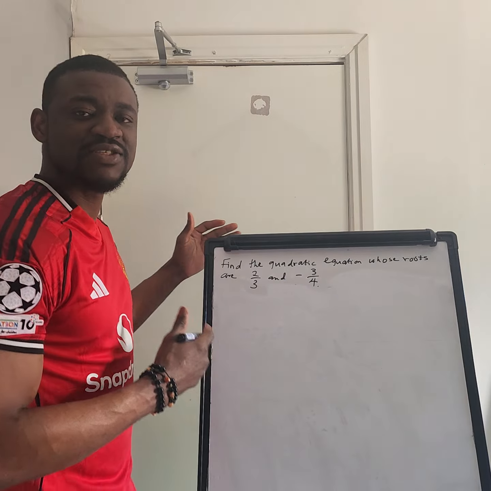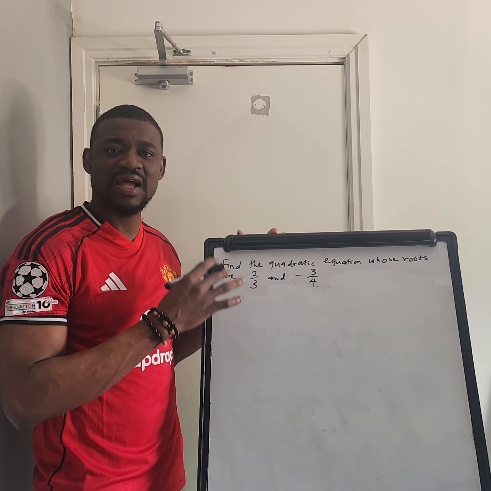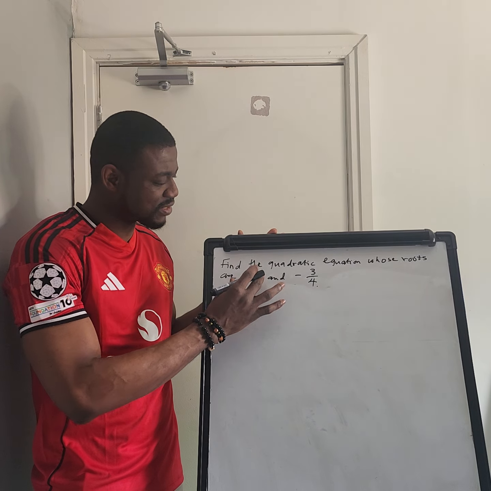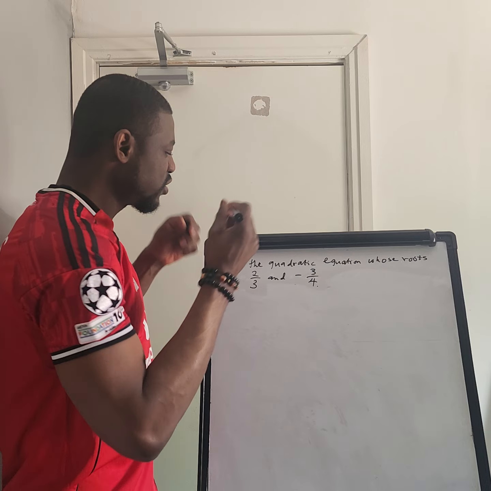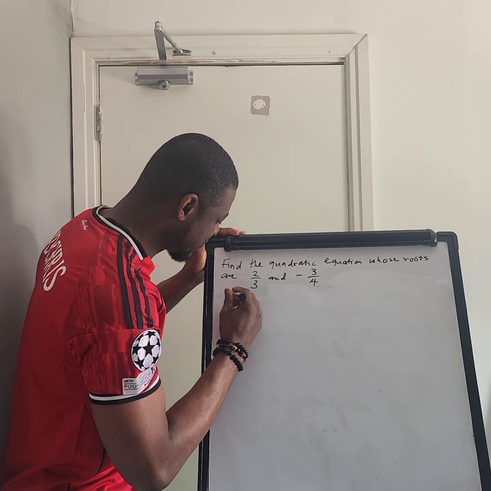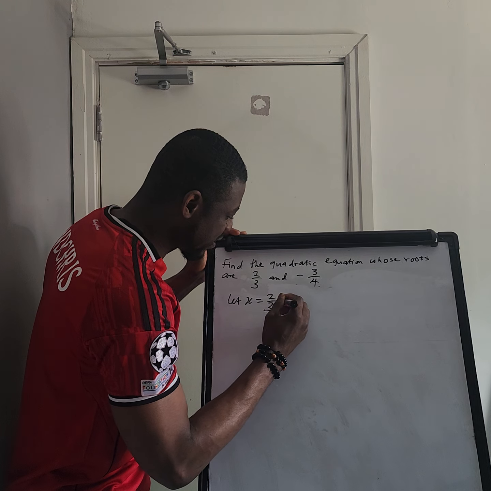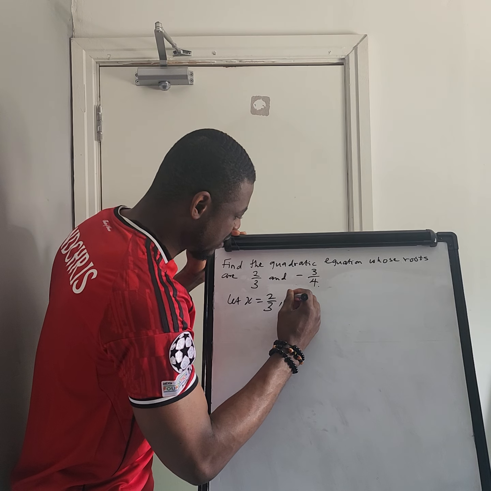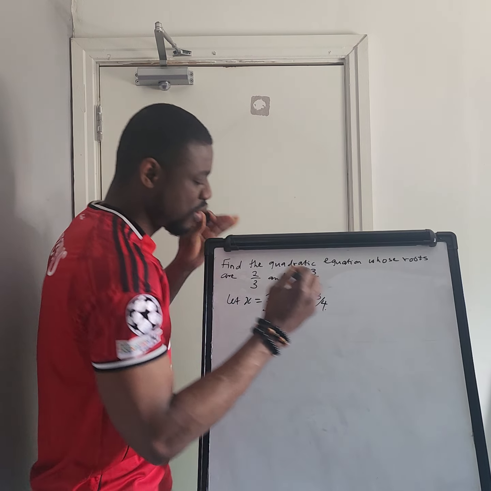Let me show you how you can solve this math problem. You have been told to find an equation whose roots are given as 2 all over 3 and minus 3 all over 4. So we're going to say, let x equal 2 all over 3 and x equal minus 3 all over 4.